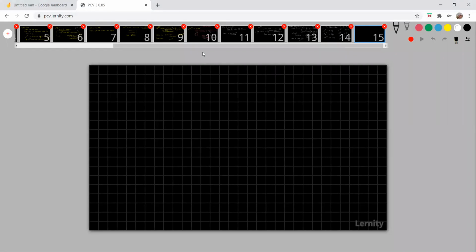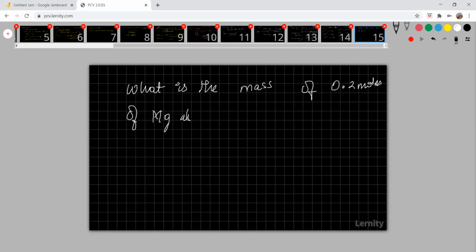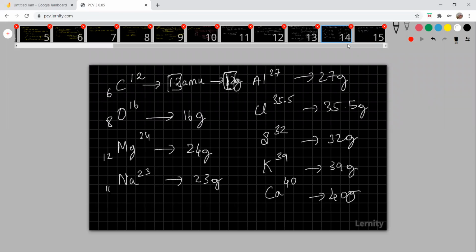The next part is nothing but I'm just going to ask you a question. The question is simple. What is the mass of 0.2 moles of magnesium atom? You can refer to the 14th slide also.